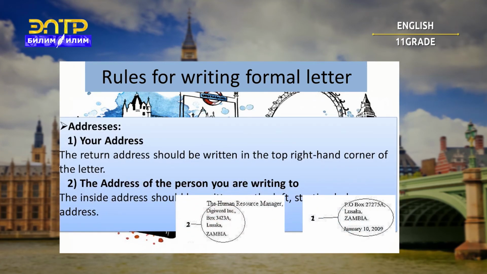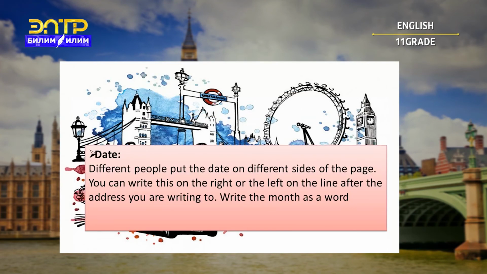Address. First, your address. The return address should be written in the top right-hand corner of the letter. Second, the address of the person you are writing to. The inside address should be on the left. Date. Different people put the date on different sides of the page. You can write this on the right or the left on the line after the address you are writing to. Write the month as a word.